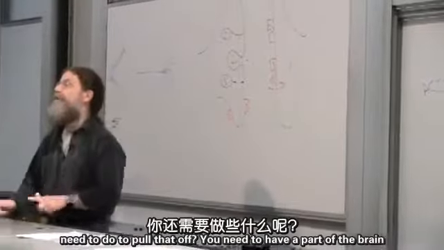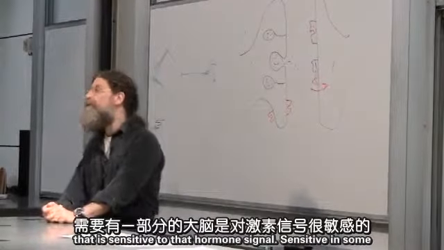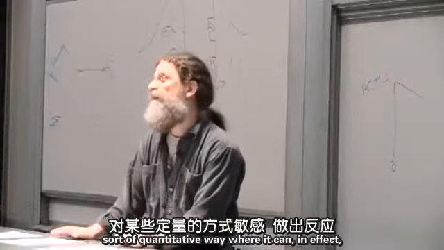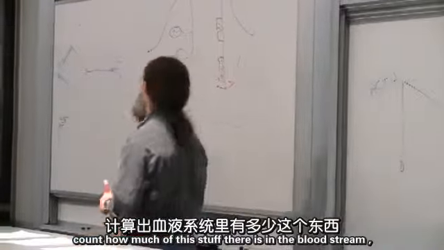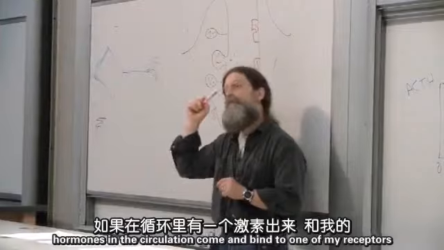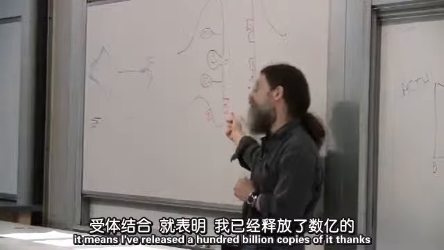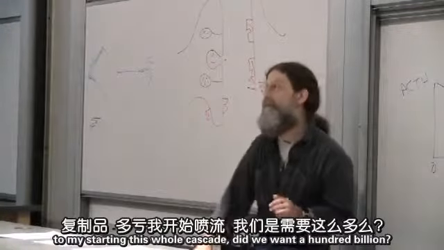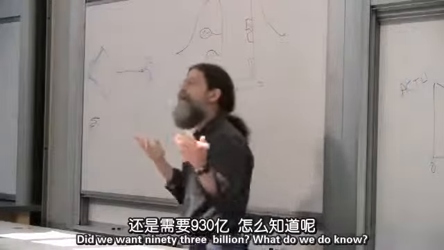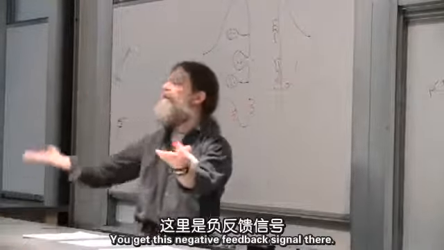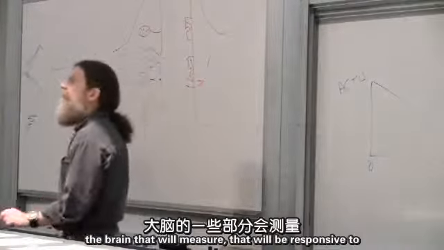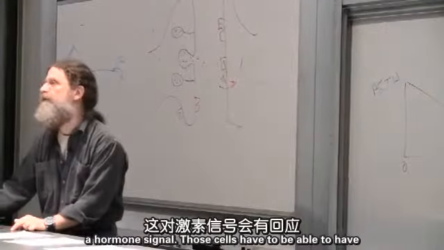So what do you need to do to pull that off? You need to have a part of the brain that is sensitive to that hormone signal. Sensitive in some sort of quantitative way where it can, in effect, count how much of the stuff there is in the bloodstream using the exact same sort of rule. If I've had one of those hormones in the circulation come and bind to one of my receptors, it means I've released 100 billion copies of it thanks to my starting this whole cascade. Did we want 100 billion? Did we want 107 billion? Did we want 93 billion? What do we do now? Does that tell us we've completed what we want? You get this negative feedback signal there. So the first thing you have to have is cells, parts of the brain that will measure, that will be responsive to a hormone signal.